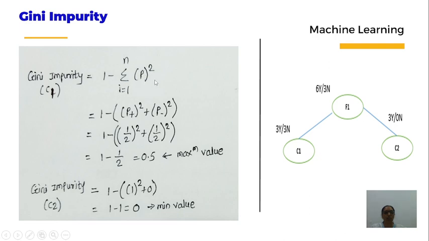So here the formula is 1 minus summation of i equals 1 to n, probability squared. After rewriting this formula, we will be getting 1 minus, probability of plus squared plus probability of minus squared. Here you can see probability of positive is 1 by 2 and probability of negative is 1 by 2. That's why we are getting 0.5 as the maximum value for C1. Similarly, we will be calculating the Gini impurity of C2. At that time we will be getting the value 0 over here. So this is the minimum value.